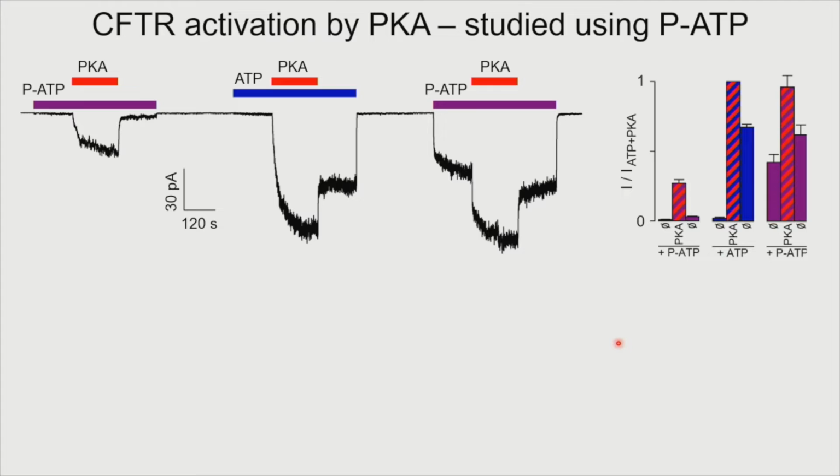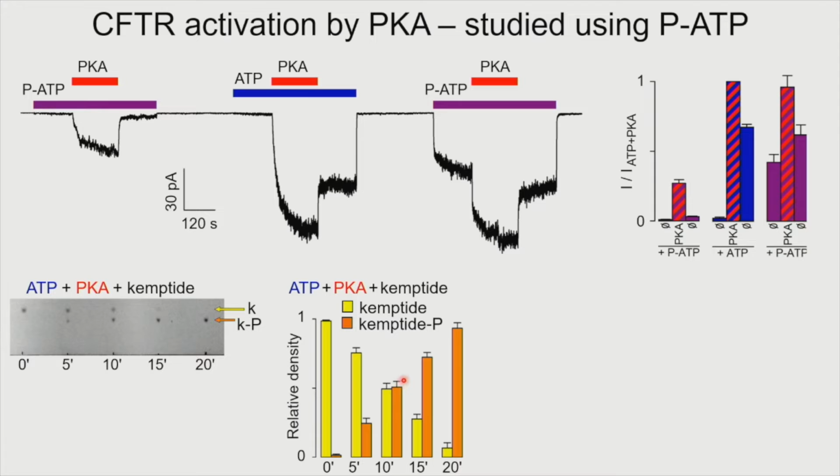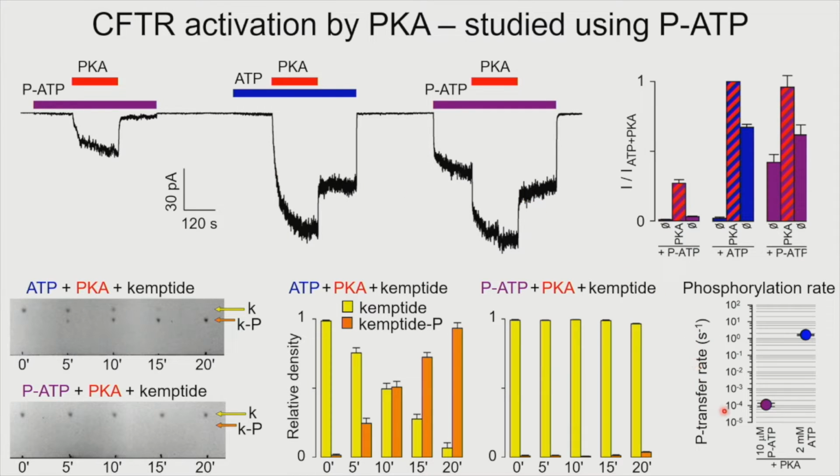We also verified whether PKA is indeed unable to use PATP for phosphotransfer, and for this we used Chemtide, a soluble substrate peptide of PKA. The mobility of Chemtide on thin layer chromatography sheets is reduced upon phosphorylation, and that allows us to monitor and quantitate by densitometry the rate of Chemtide phosphorylation. Here you can see that in the presence of PATP, there's virtually no phosphorylation. For the conditions used in these electrophysiological experiments, we calculated that the difference between phosphotransfer rates in the presence of PATP and ATP is 10,000-fold.